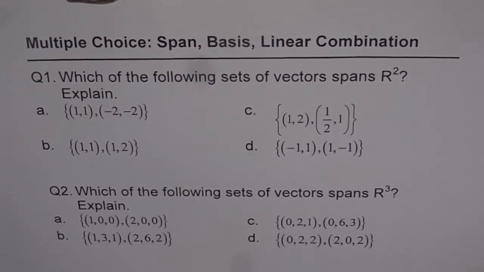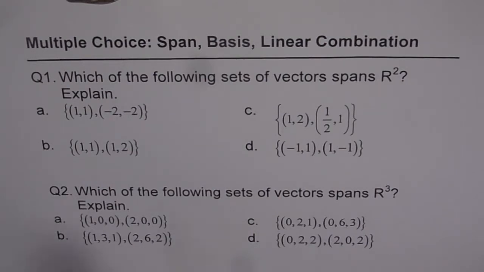So what we need to look for is that they're non-zero, and they should not be scalar multiples, right? So that is what we're looking for. So which of the following sets of vectors spans R3? Explain. So you have to figure it out, correct? Now let's go back and find the answer.